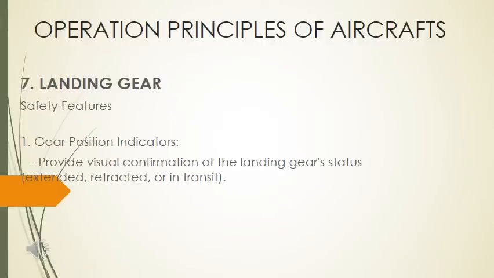Next, I'm going to talk about the safety features. Number 1, gear position indicators. It provides visual confirmation of the landing gear status, either extended, retracted, or in transit. It will give us a confirmation of the status of the landing gear. Has it been fully extended or fully retracted, or is it in transit, in between the two? The gear position indicator is what will let us know that.